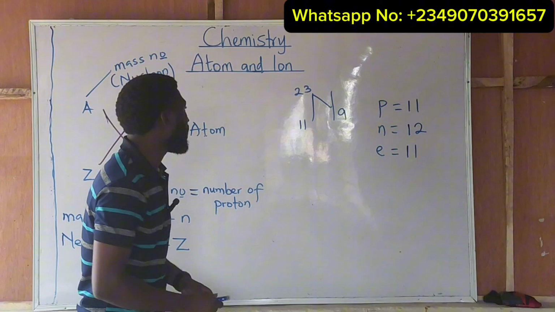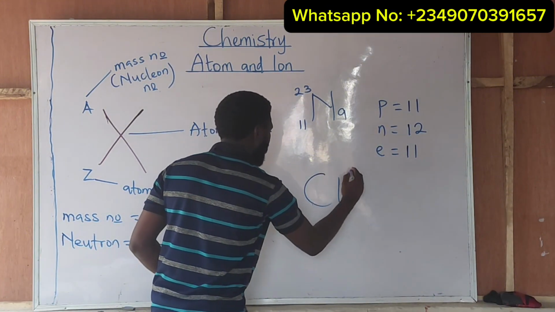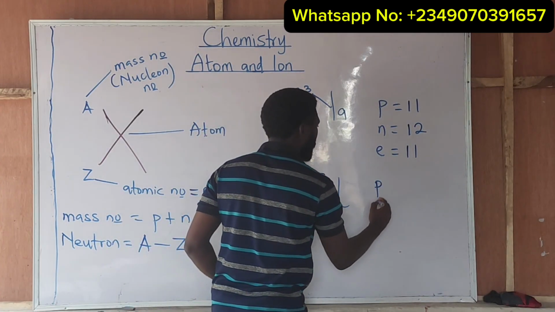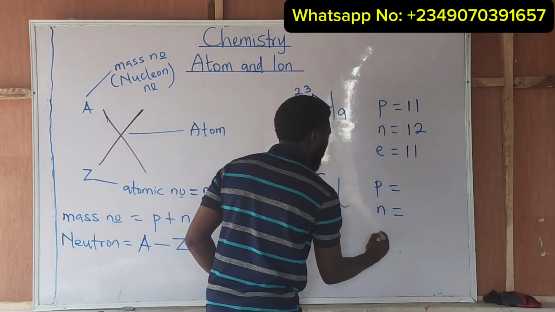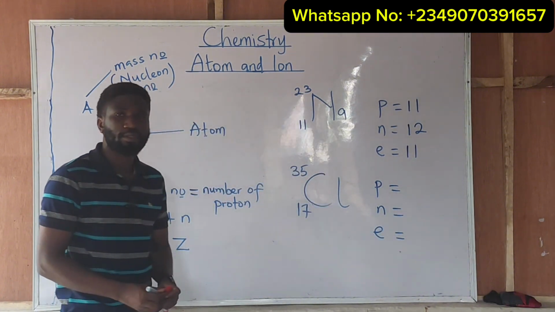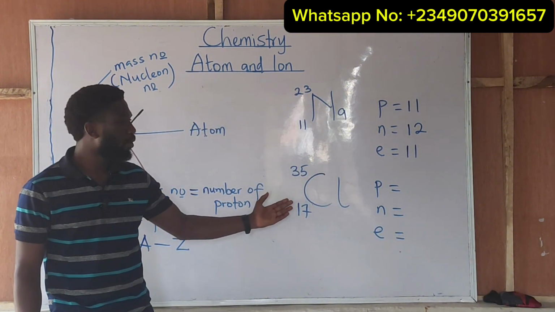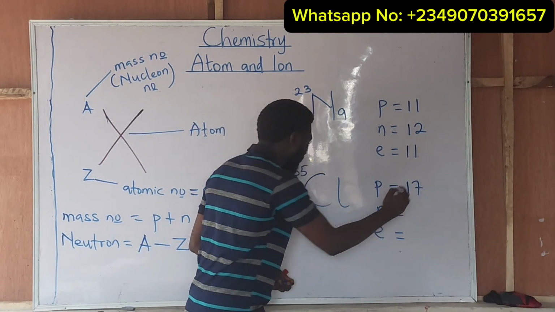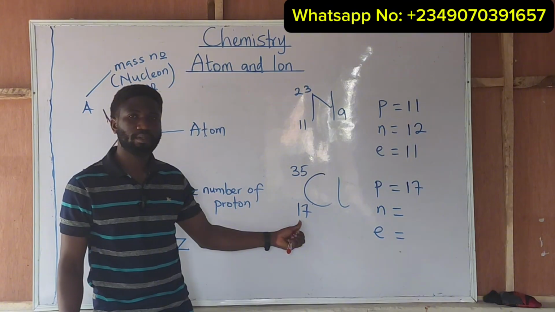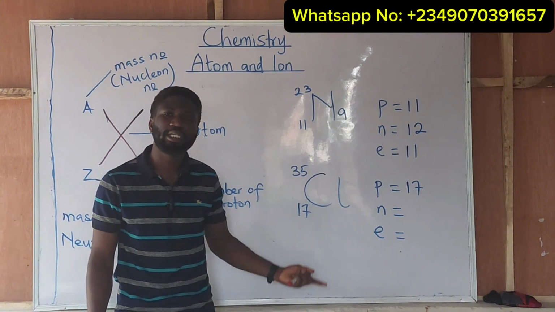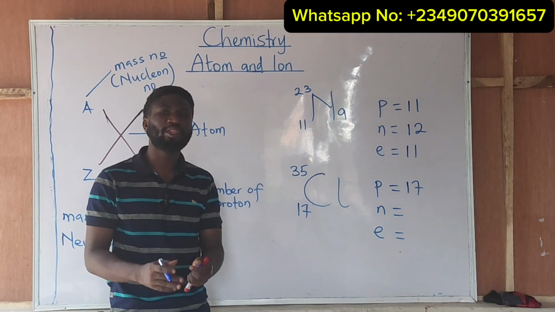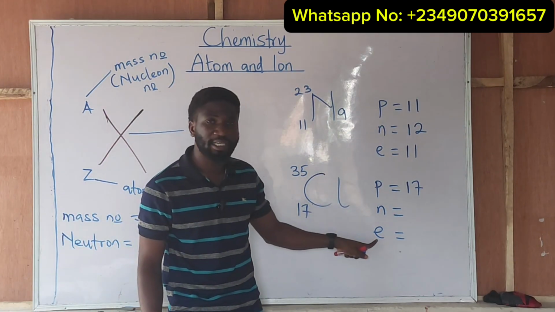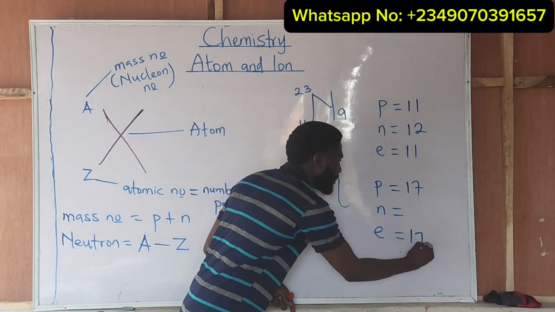So let's take another example. Let's say we have chlorine, 17 here, 35 here. Then the question says, calculate the number of proton, the number of neutron, as well as the number of electron. So for this now, what will be the number of proton here? It is 17. That is the atomic number. And this atom here has no charge. So for any atom that has no charge, just know that the number of proton is equal to the number of electron. So here too will be 17.